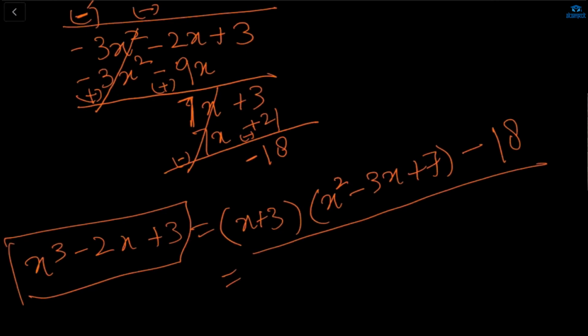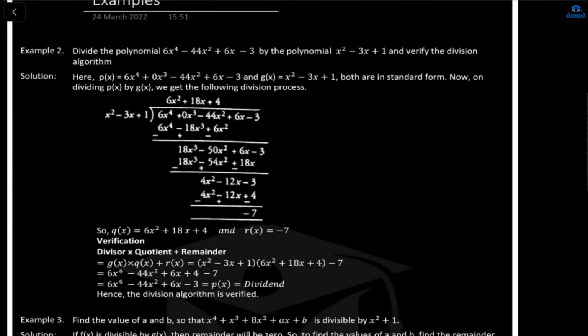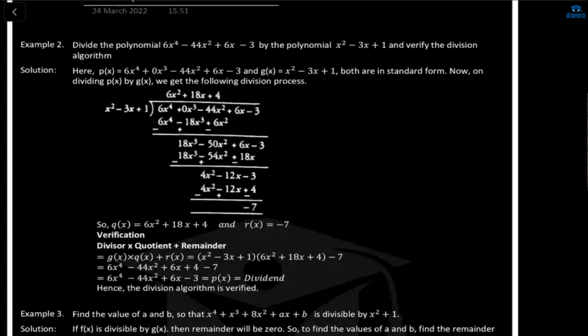Let us see some other questions also. We're about to complete this chapter, polynomials, everybody. Now second question: divide the polynomial 6x to the power 4 minus 4x square plus 6x minus 3. This is p(x). By the polynomial x square minus 3x plus 1. This is g(x), and verify the division algorithm.